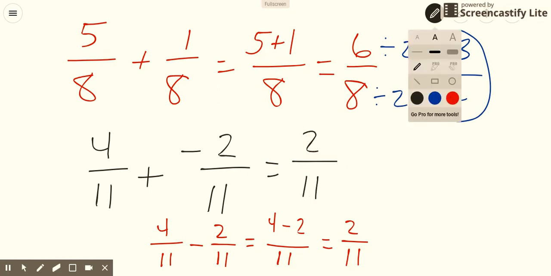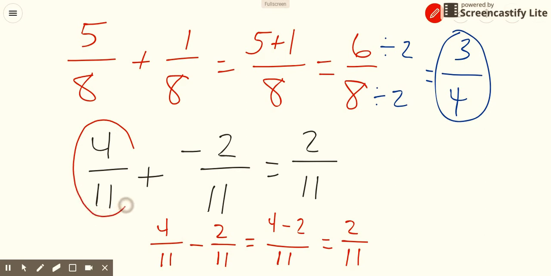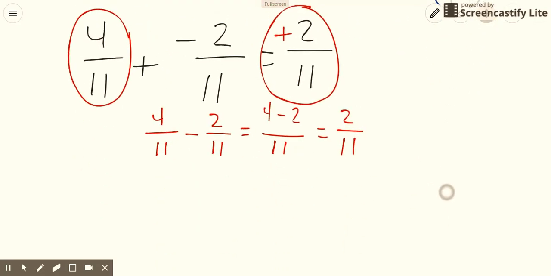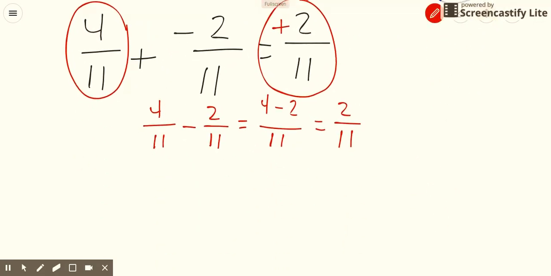Now, what I need to check is to see if my answer will be positive or negative. So I'm going to look for the bigger number without the negative. So I'm going to compare 4/11 and 2/11. I know that 4/11 is bigger than 2/11, so my answer is going to be positive 2/11. We followed the same steps that we did when we used integers, except now we're using fractions.